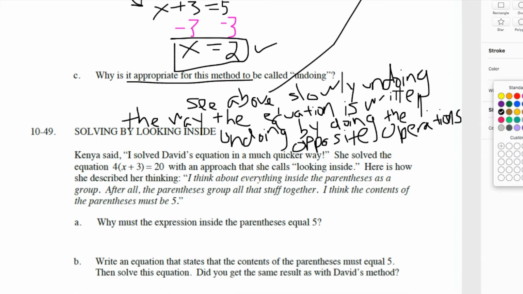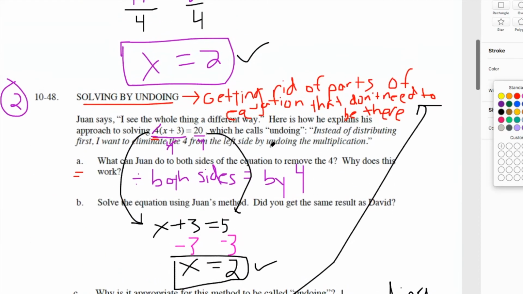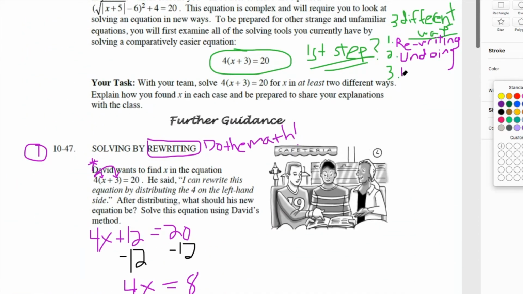Finally, the third thing to review today is solving by looking inside. That's going to be the third one. So I'll just go ahead and write it up here on our list, just to be perfectly clear, you're getting three different skills here today. Rewriting, which is again kind of doing the math out, and then maybe you end up in a form that's easier to solve.